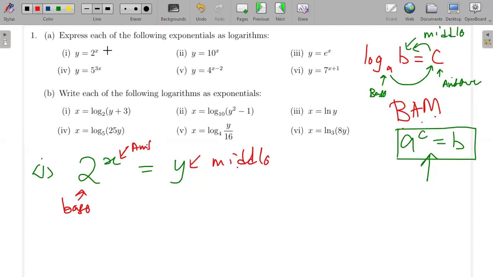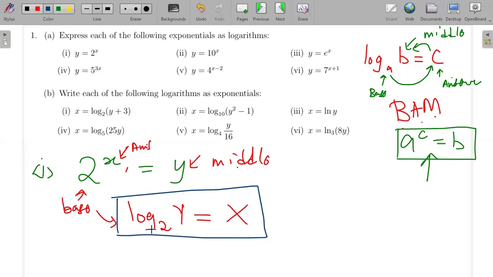So when I change this to logarithmic form, I can change it to a log of any base. So it can be log, the base is 2, and then what is in the middle is y, should be equal to the answer, which is what? x. So we have converted 2 to the power x is equal to y to a log form, which is log base 2 of y is equal to x. So we have converted this to this. If we want to change it back again, it's 2 to the power this is equal to this. All right, so any questions there?